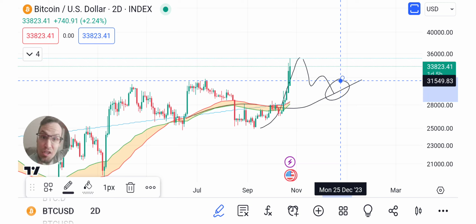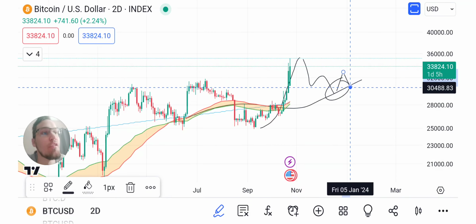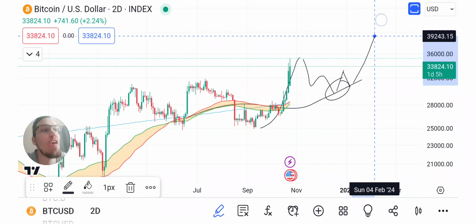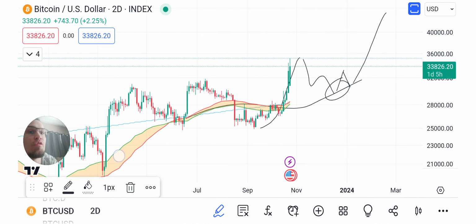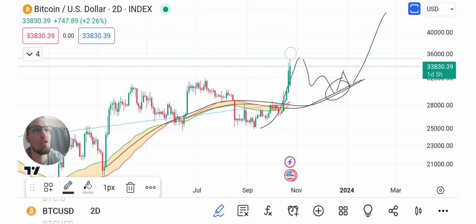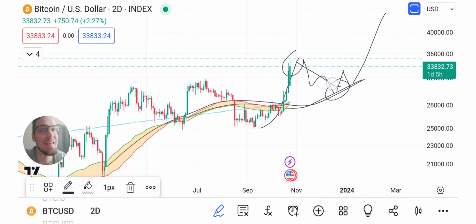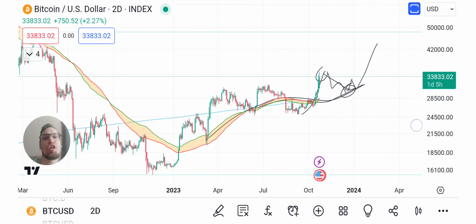But it's all contingent on it holding, right? It can play around. You want to see a reaction off the band, maybe another test of the band, and then continue higher. So this band right here is like your charging station. You don't want to buy it necessarily when it breaks above the band. You want to buy it when it comes down and retests the band. Remember, this is the bull market support band. This is your charging station.